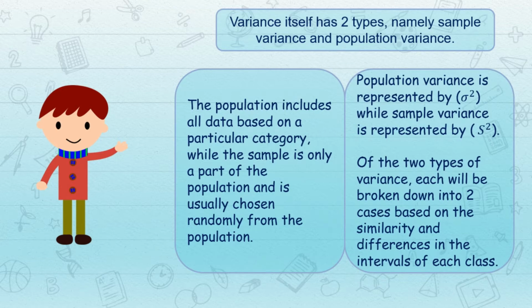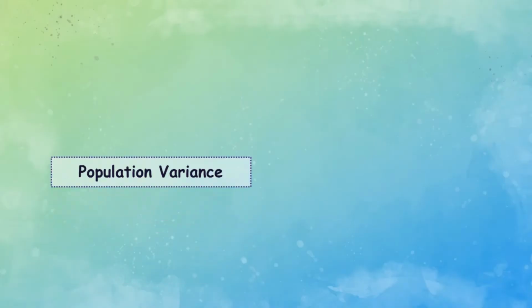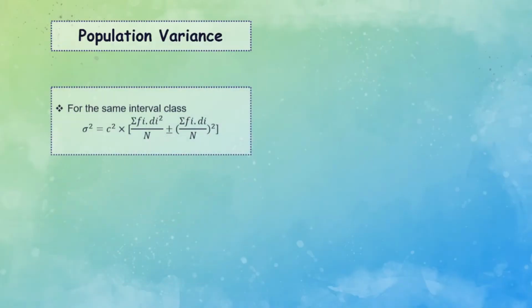Of the two types of variance, each will be broken down into two cases based on the similarity and difference in the interval of each class. For more details, it can be seen as follows. First, for the same interval class.